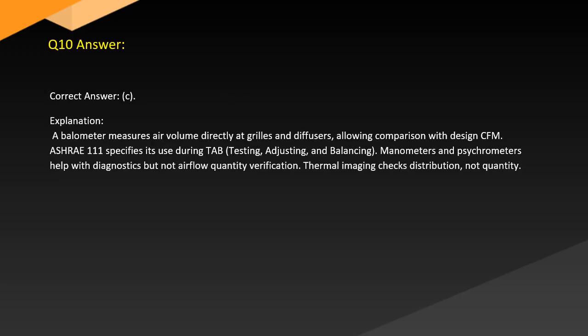Answer. Correct answer: C. Explanation: A balometer measures air volume directly at grilles and diffusers, allowing comparison with design CFM. ASHRAE 111 specifies its use during TAB, testing, adjusting, and balancing. Anemometers and psychrometers help with diagnostics, but not airflow quantity verification. Thermal imaging checks distribution, not quantity.